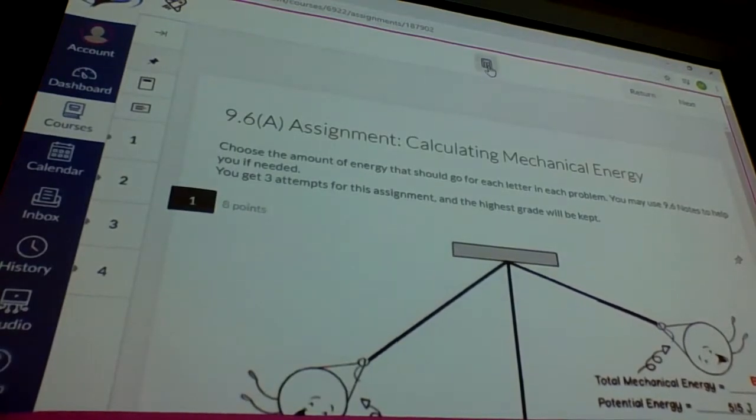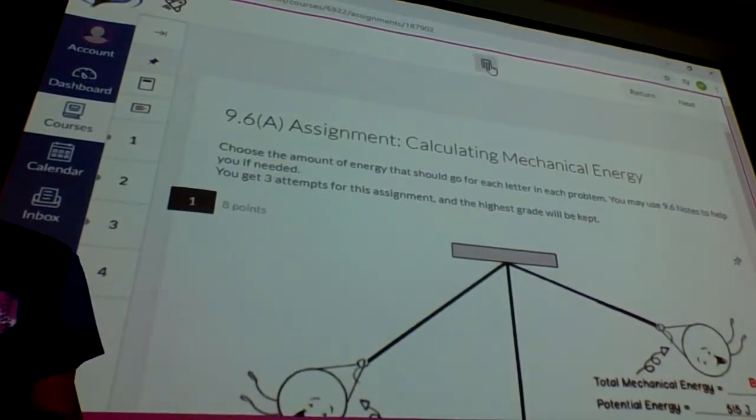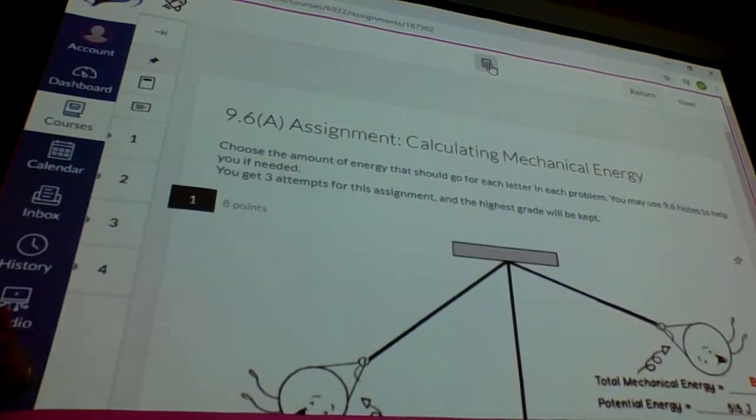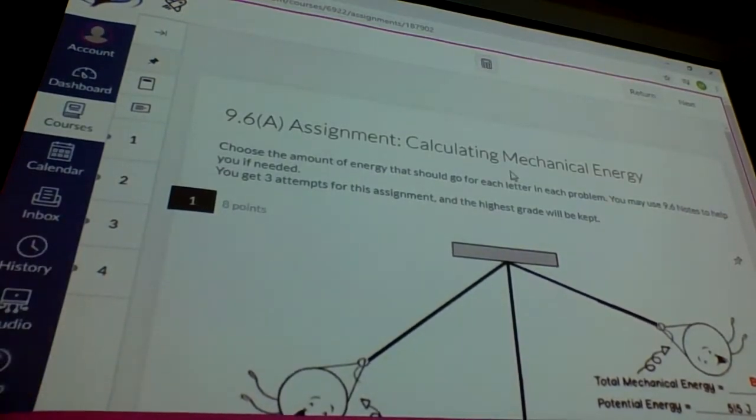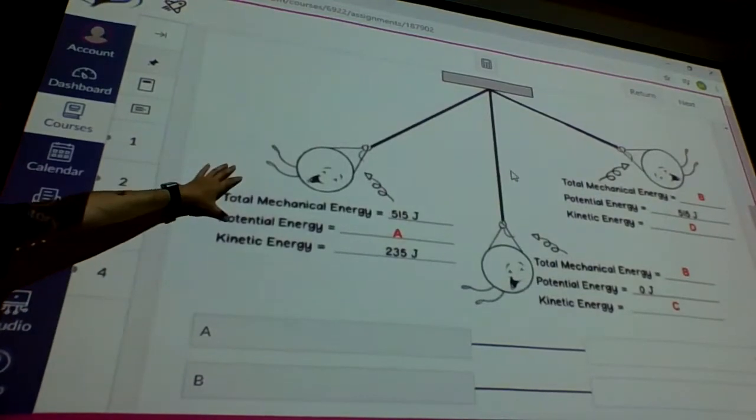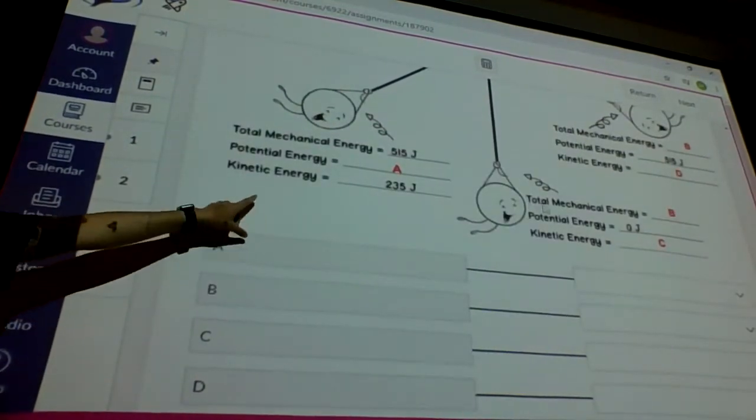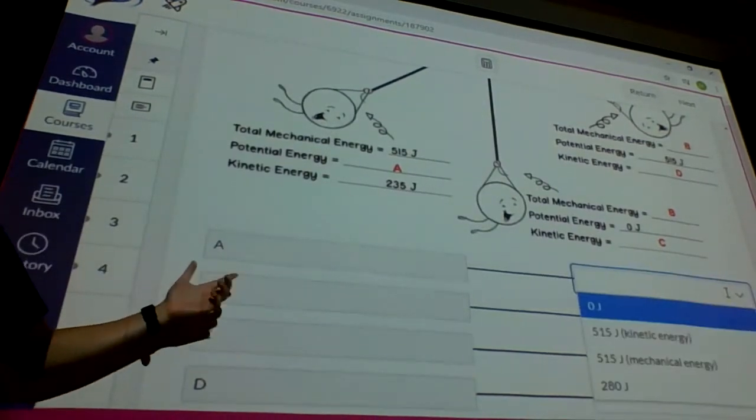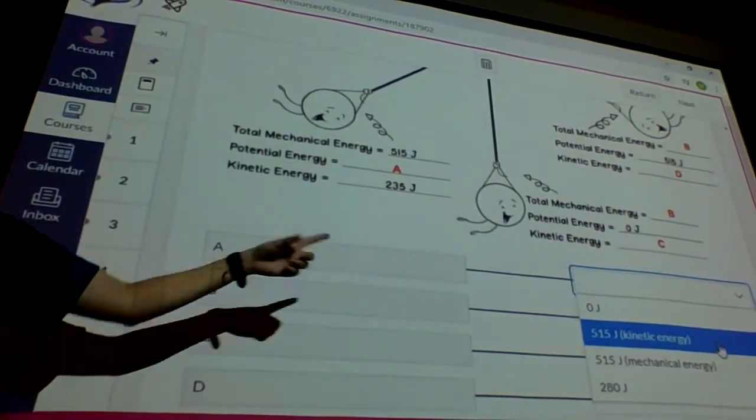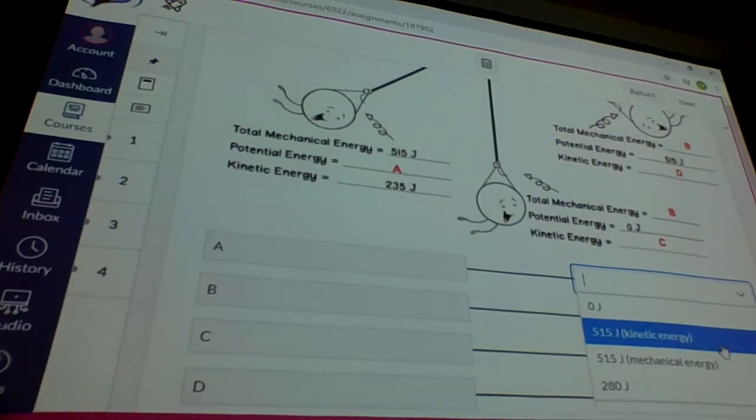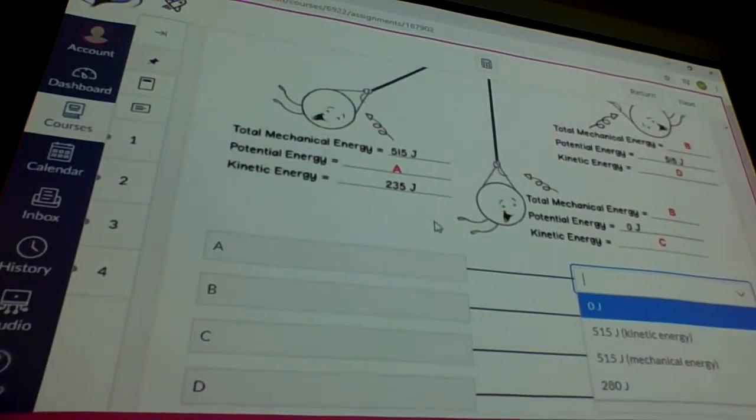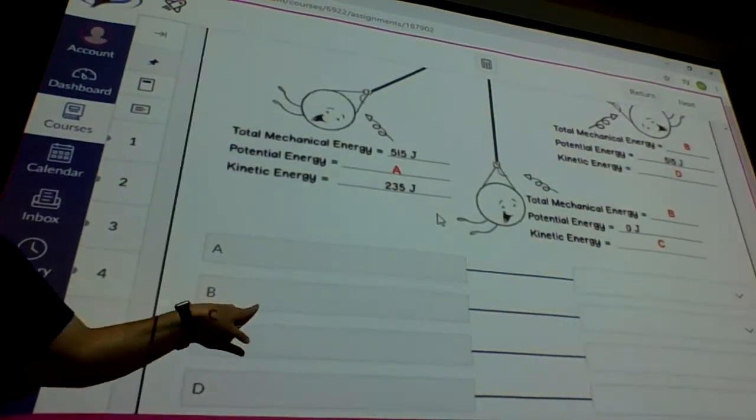First of all, this little calculator up there, you can click on it and it's a calculator if you don't have a phone or anything like that. Okay, I put it into today's assignment so that you can use it there. Okay, so this picture goes with these. So if I think A equals 515, I would put 515 there. Does that make sense? Now, B is in 2 spots.